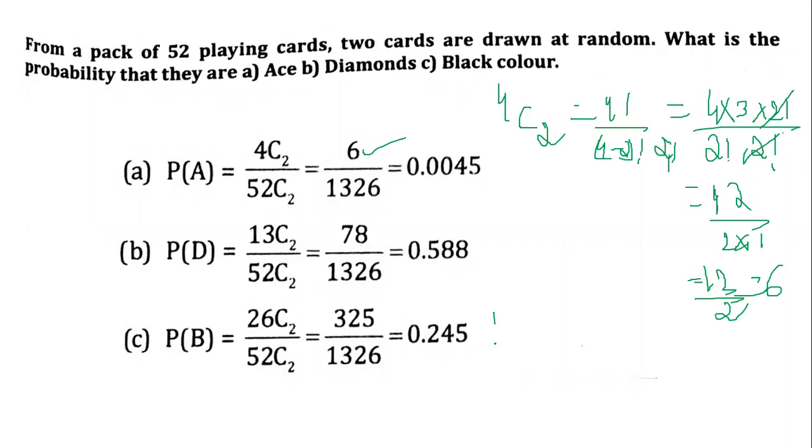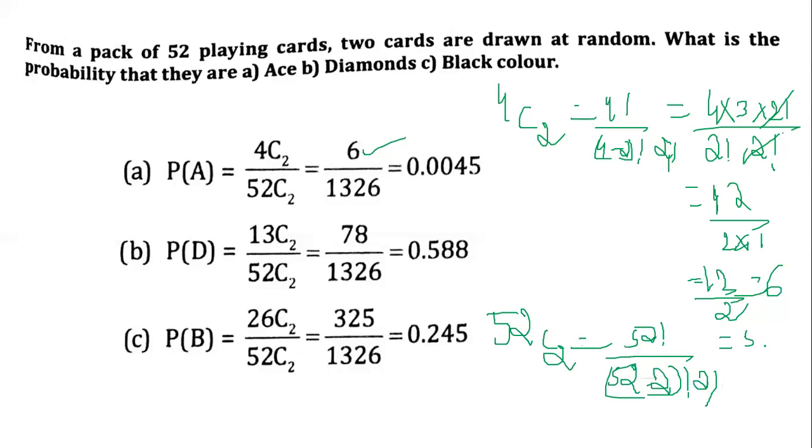Okay. Similarly, find out 52C2. 52C2 is 52 factorial divided by 52 minus 2 factorial into 2 factorial. So 52 into 51 into 50 factorial divided by 50 factorial into 2 factorial. So 50 factorial will get cancelled. Now multiply 52 into 51 by 2, you will get 1326.